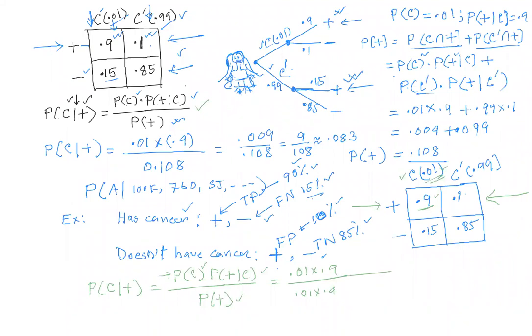Then you can test positive when you do not have cancer, okay? You do not have cancer, but you test positive. So, which is going to be 0.99 times 0.1. If you do the math, it gives you 0.009 over 0.108, which is 9/108. That is approximately an 8% chance. That's how I did it, okay?